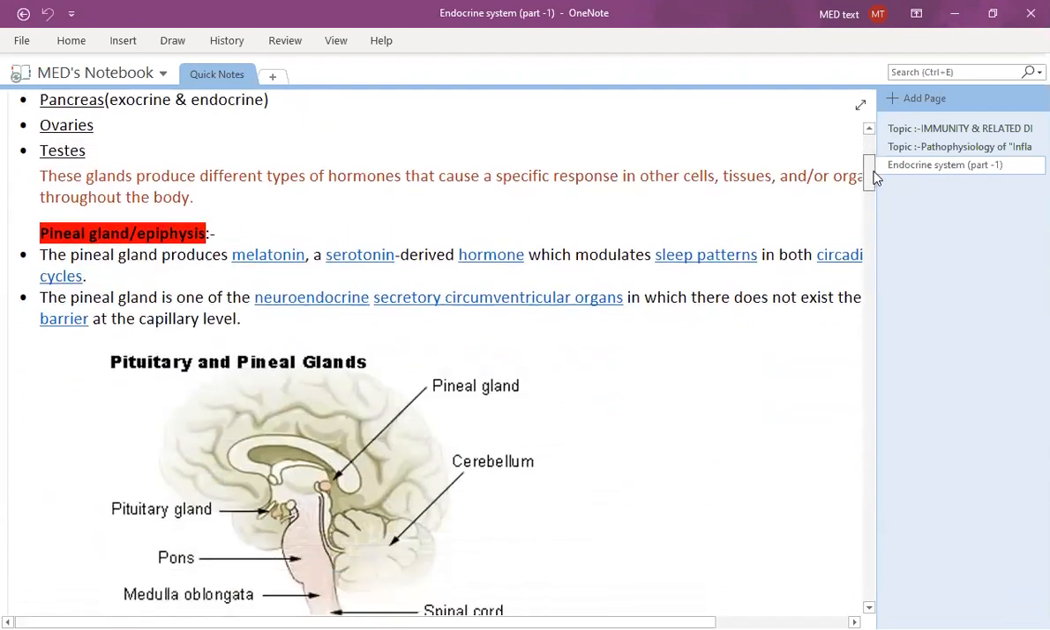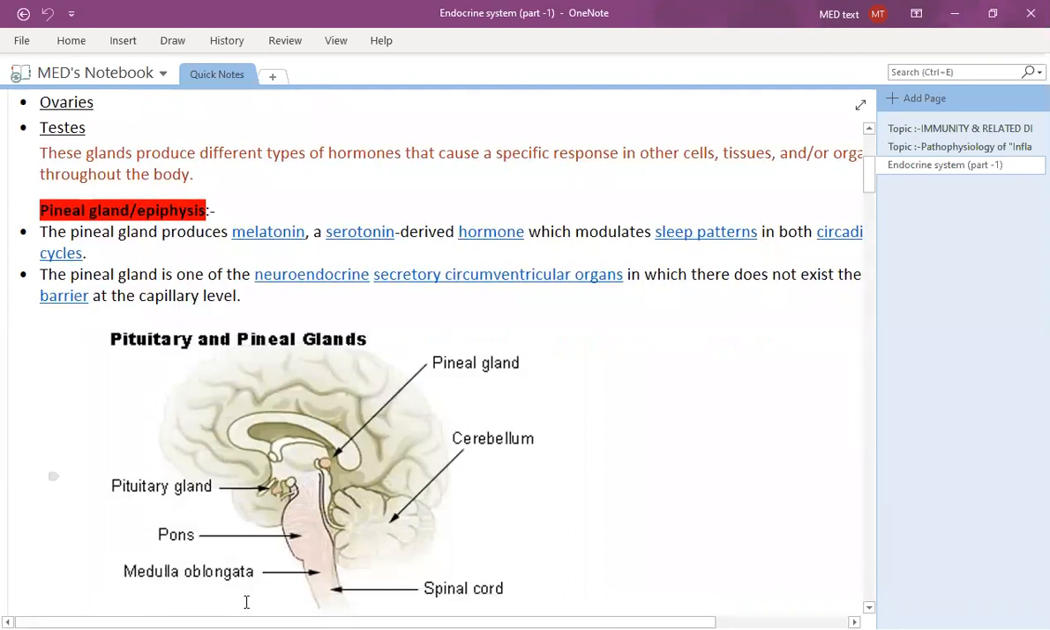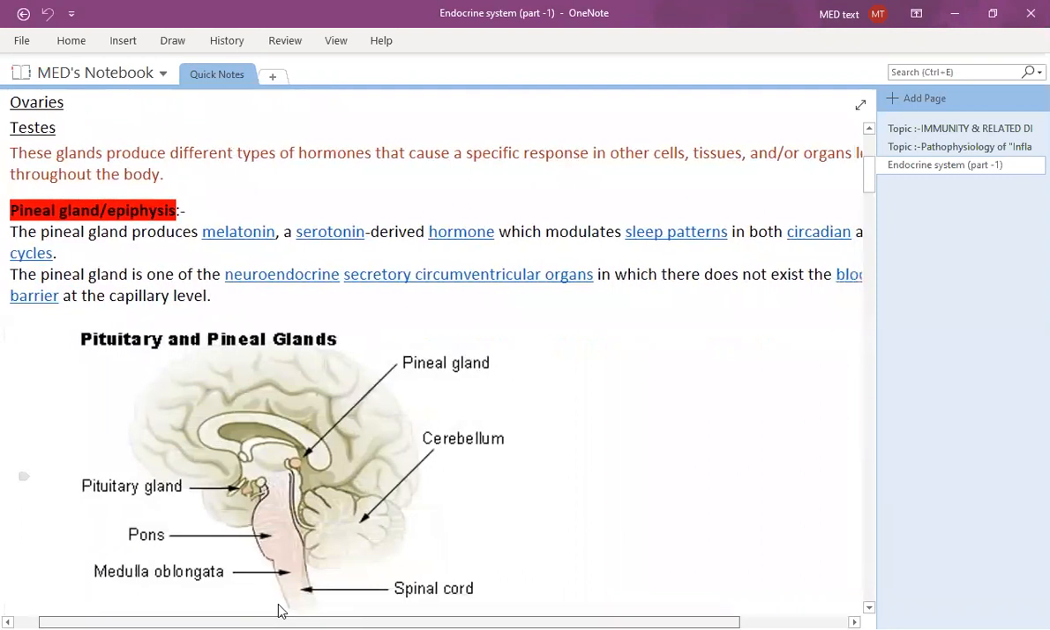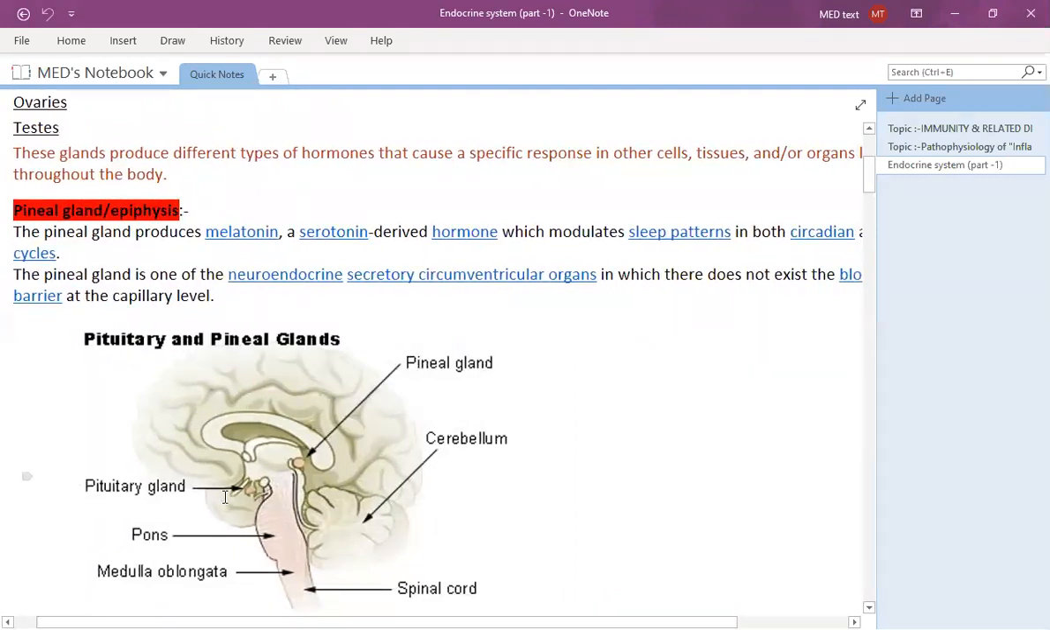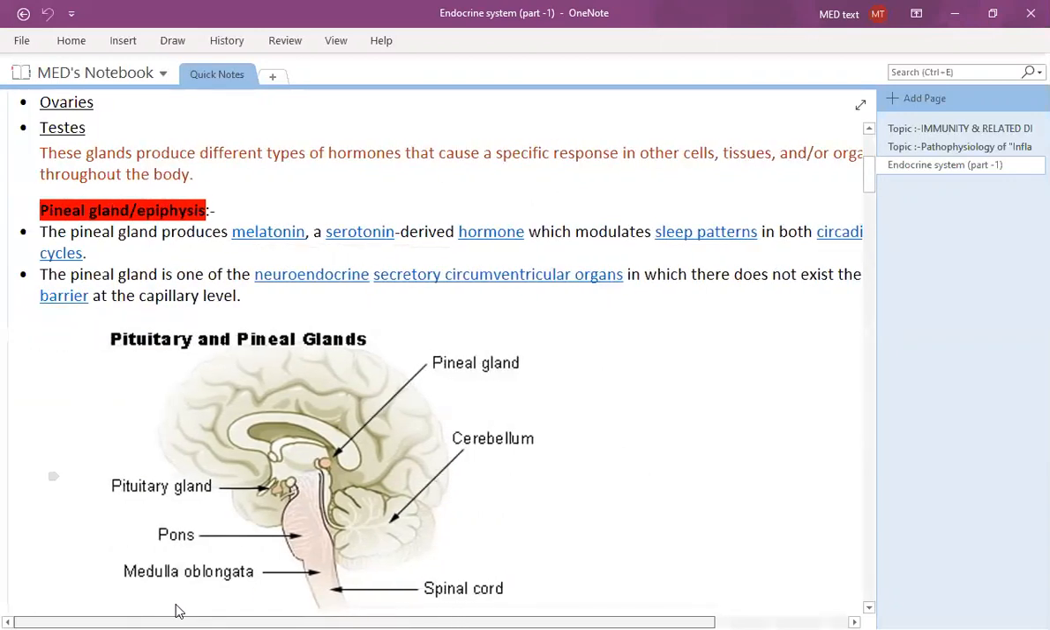So we'll start with pineal gland. The pineal gland produces melatonin. It's derived from serotonin, which modulates sleep patterns in both circadian as well as in the seasonal cycles. So, in both circadian as well as in seasonal cycles, it plays a role.